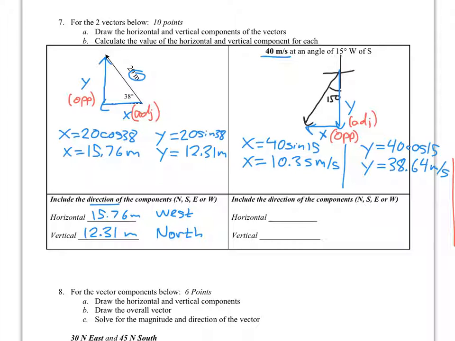Filling them in with direction, in the horizontal direction, that 10.35 meters per second is going west because it's going to the left, and the 38.64 meters per second is going to be going south.